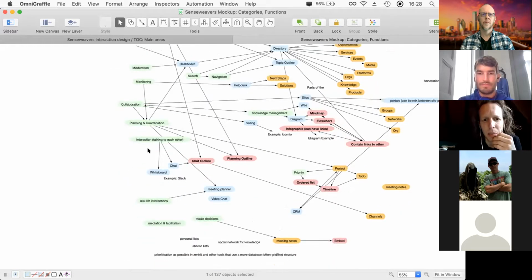But I'm also looking at the chat outline and how people interact. For instance, in Slack, they've now got subthreads and subchannels, but I was thinking of a way to link channels and to have subchannels, and to be able to create a channel on any kind of topic.